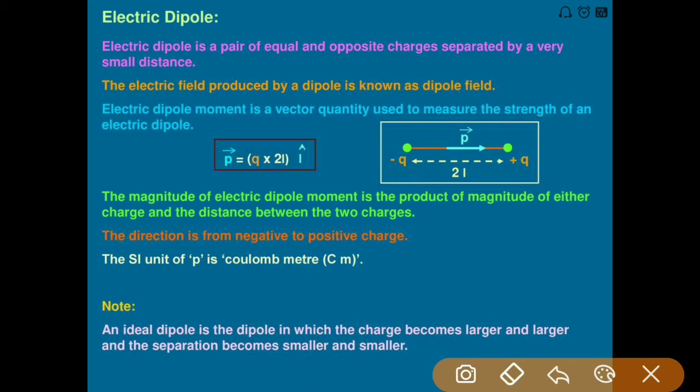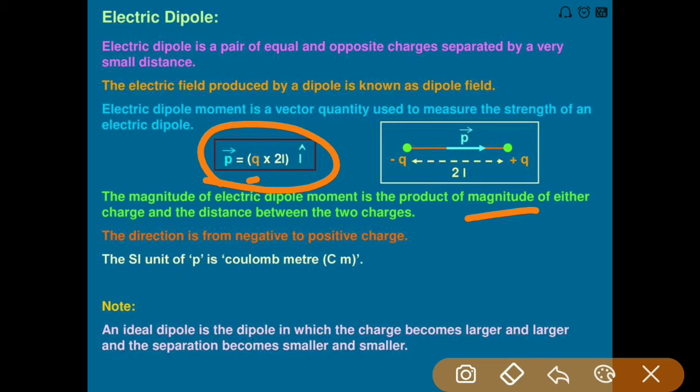The magnitude of electric dipole moment is the product of the magnitude of either charge and the distance between the two charges. That means here, and it is denoted by P. So you can see here it is the product of the magnitude of either charge, minus q or plus q. These are the two charges, and I am simply considering the magnitude of one of them as q and multiplying with the separation between them, which is 2l. So here q into 2l is the magnitude of the electric dipole moment.